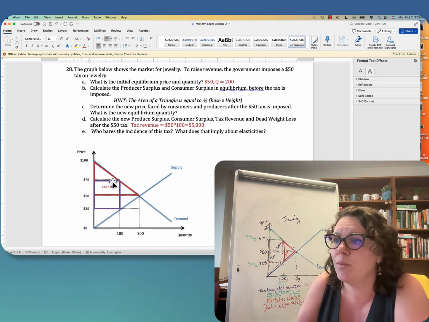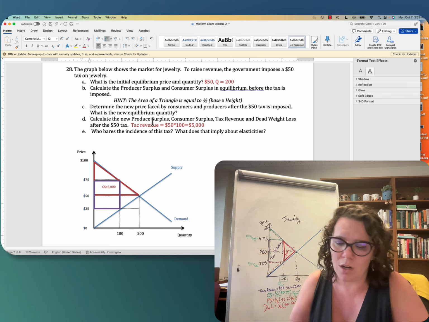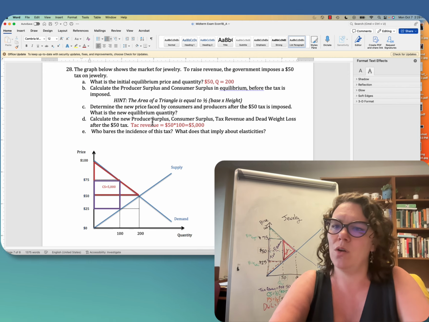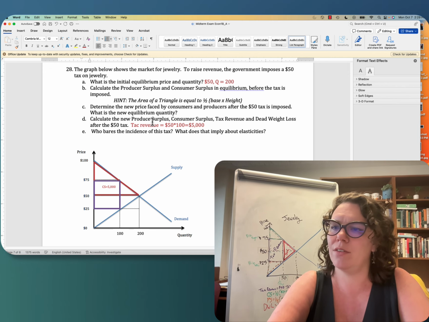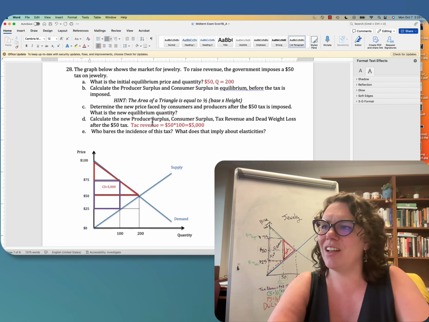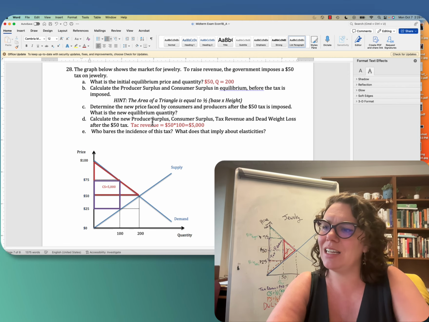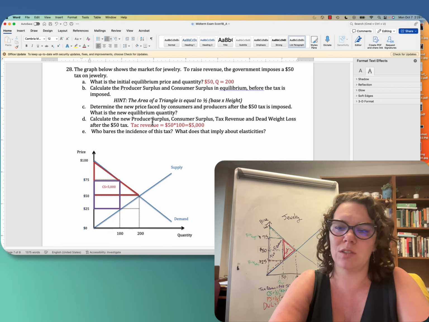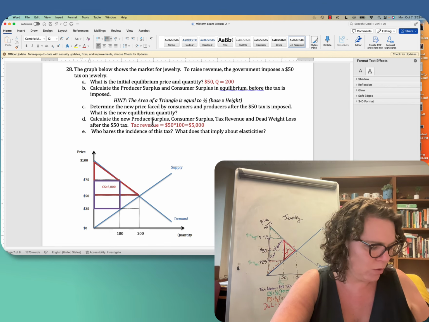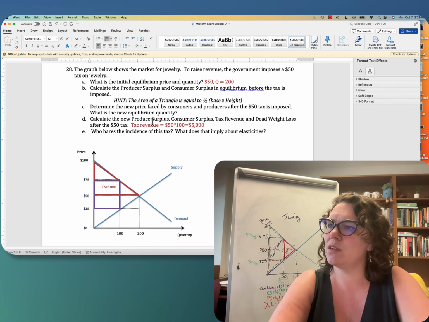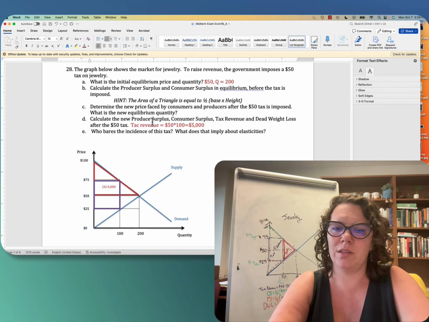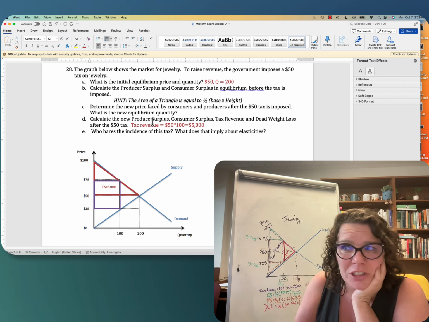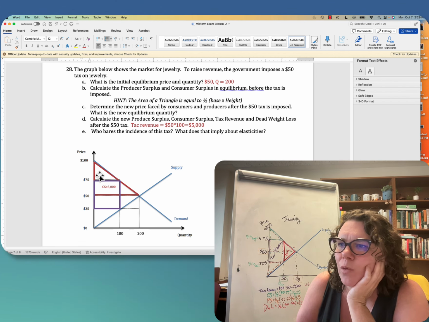In this example, the deadweight loss triangle is going to be another triangle. So it's going to be one half of a $50 tax times 100 pieces of jewelry lost, which is going to give us 1/2 times 5,000, or $2,500 in deadweight loss. So far, so good. Does that kind of make sense? Hopefully it does.